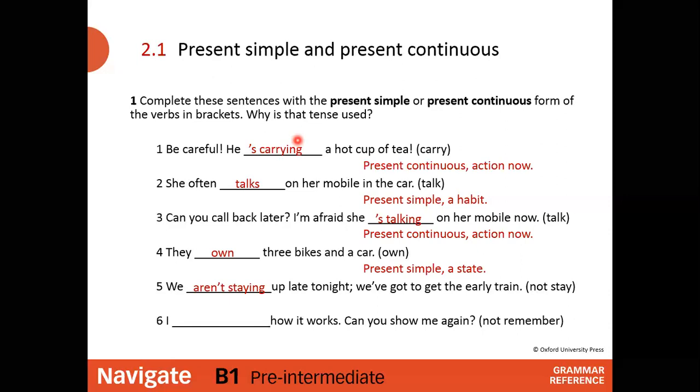And next, we aren't staying up late tonight. We've got to get the early train. This is present continuous and an action around now. And finally, I don't remember how it works. Can you show me again? This is present simple, and this is a thought. Remember is a stative verb, and this is called a thought. You are expressing your thought here.